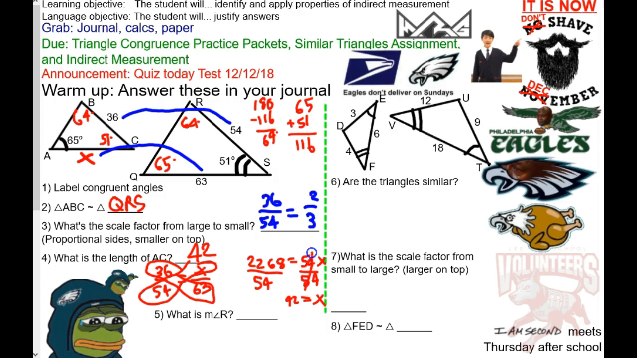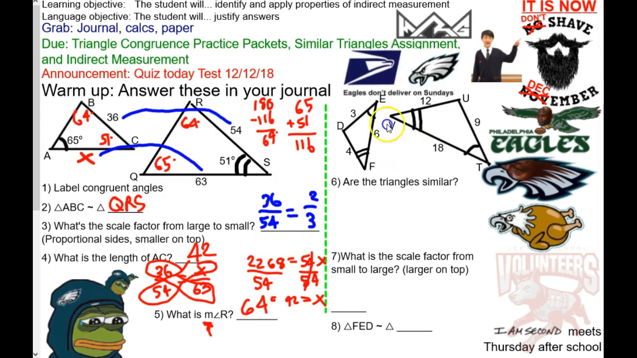All right. So, last question on this side over here is, what is angle R? The measure of angle R is a number. So look up here. What is it? 64, right? Now, I didn't have that at the beginning, but I figured it out because I know that angles are congruent. So 64 degrees.